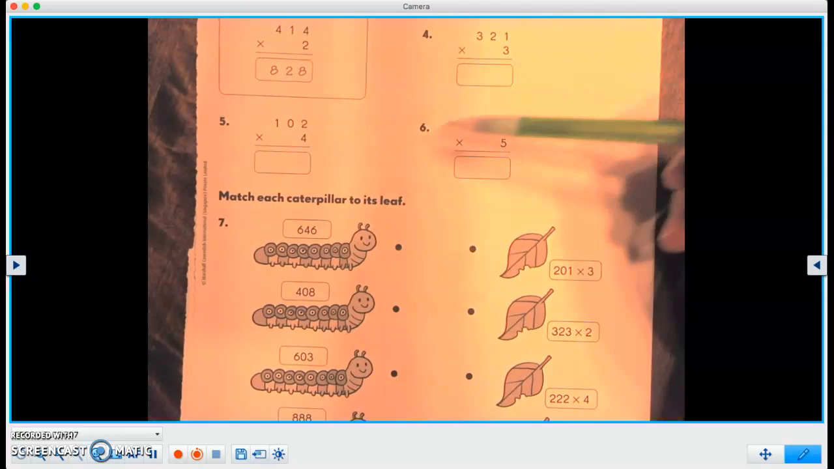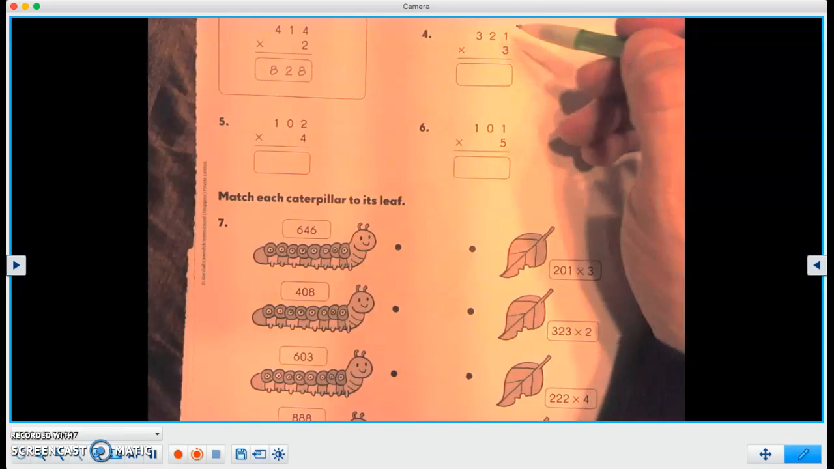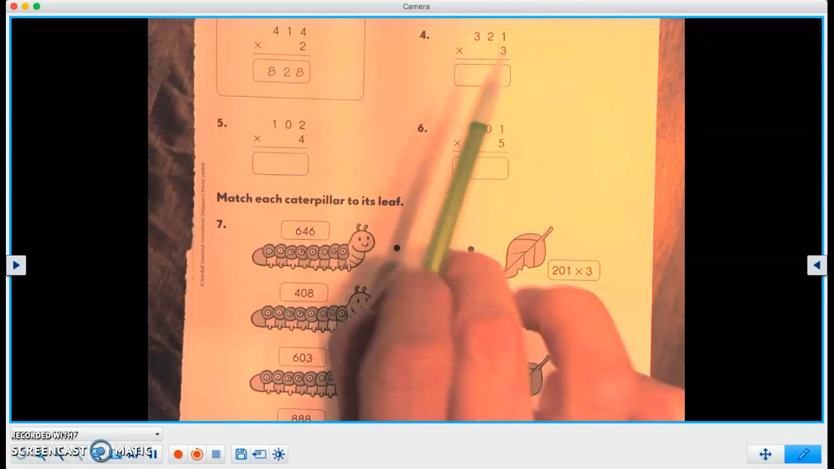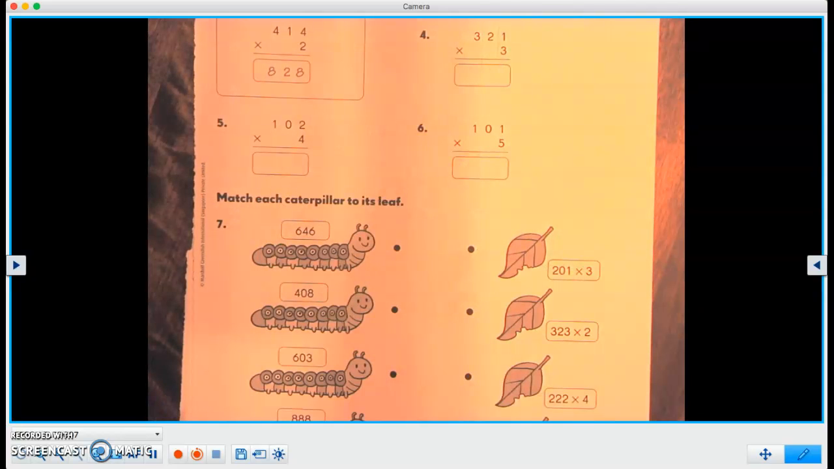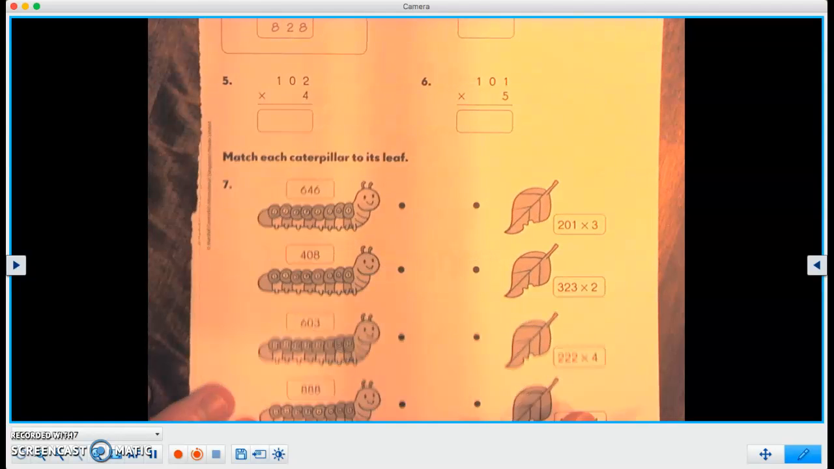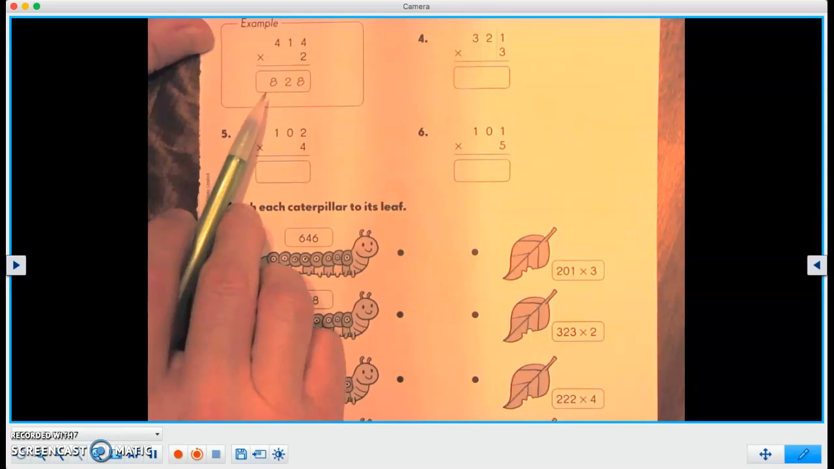Okay. Now, on this last page for today, I'm going to have you go over and answer 4, 5, and 6, just like we did on the other pages there. Again, start with your ones column, and then your tens, and then your hundreds. And you can go ahead and do that for each one of those, okay? And there's another example there for you to peek at if you'd like.